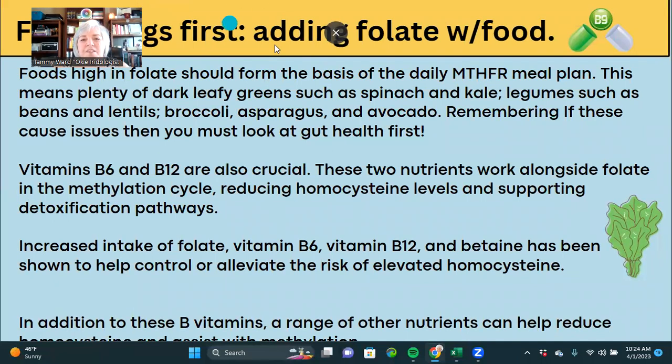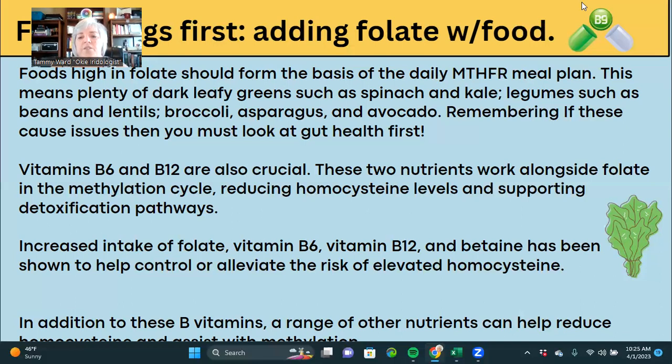So first things first, adding folate with food. Foods high in folate should form the basis of the daily MTHFR meal plan. This means plenty of dark leafy greens such as spinach, kale, legumes such as beans and lentils, broccoli, asparagus, and avocado. Now, some of you might be cringing right now because we need to remember, if any of these food items are causing you issues, you're going to have to look a little deeper at your gut health first. So vitamins B6 and B12 are also crucial.